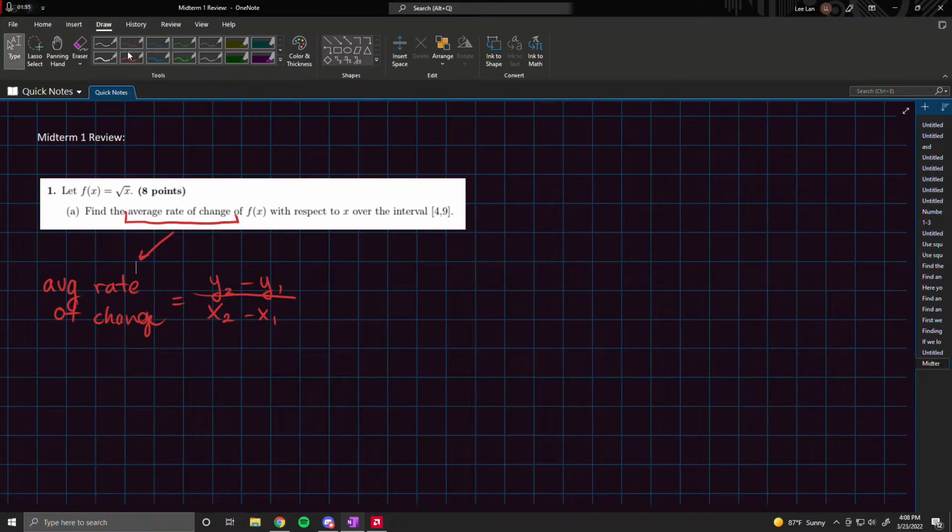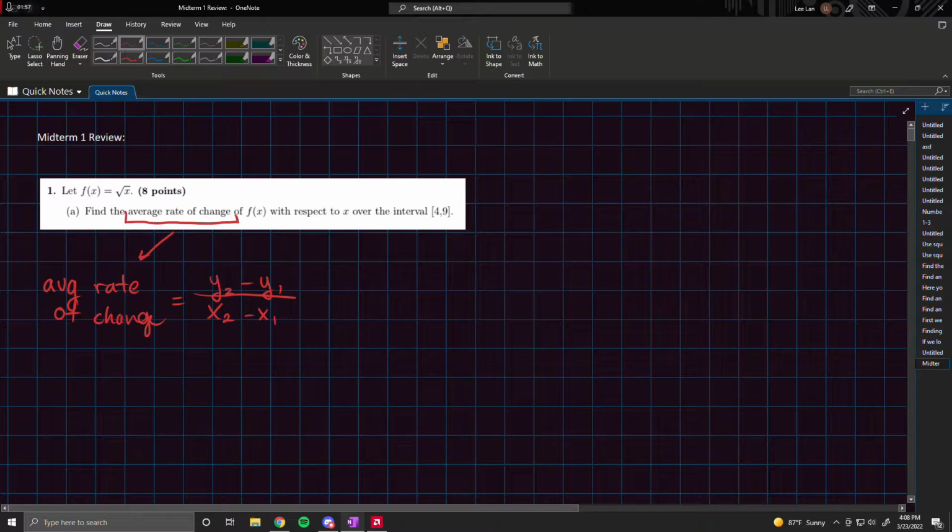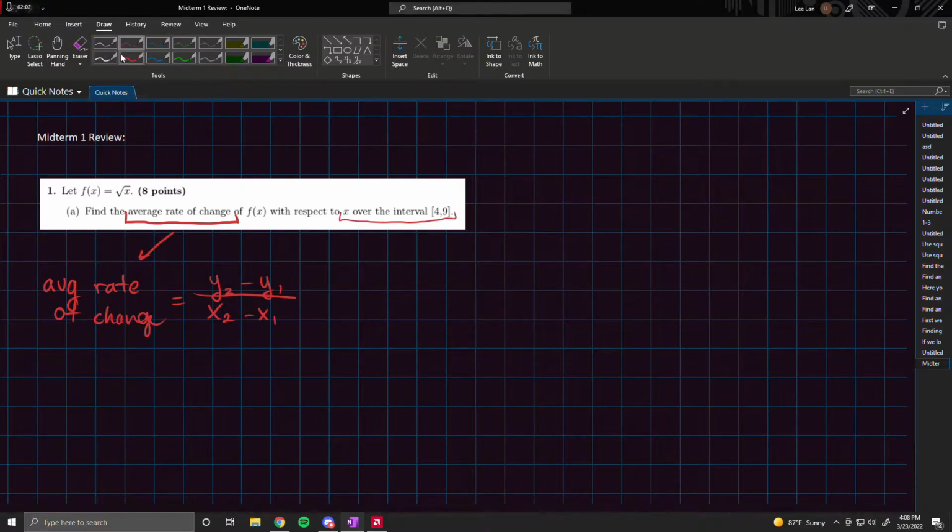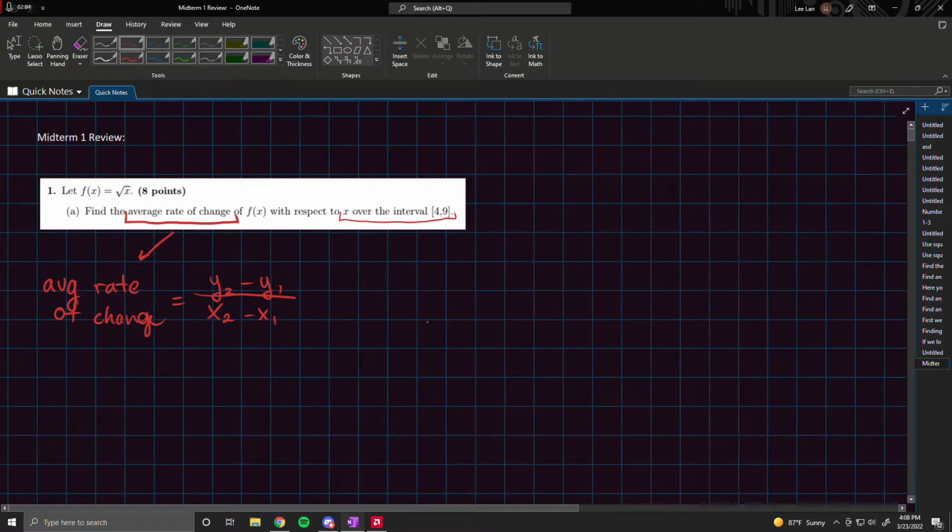And then it says, with respect to x over this interval from 4 to 9. I think a lot of people got confused with this notation, 4, 9. I think lots of people thought this was a point. Unfortunately, it is not a point. It says right here, interval.